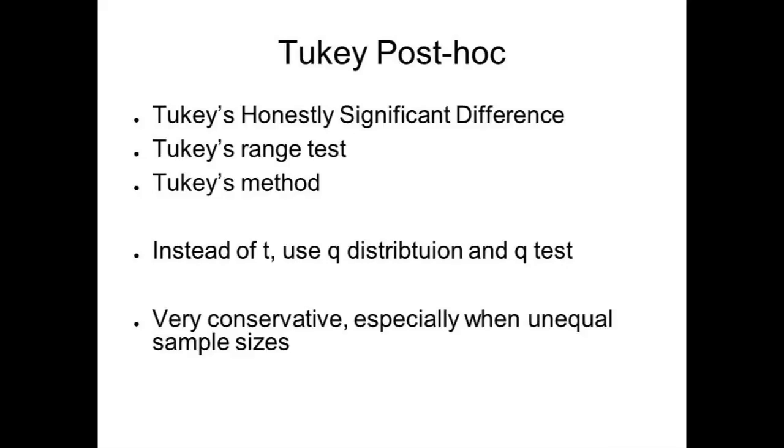And what it does is essentially, instead of using a t-test and a t-distribution, you use a q-test and a q-distribution. The q-distribution is very similar to t, but it allows for the comparison of multiple means at the same time. I'm not even going to show you the formula for q because it's a bit tricky, so we can just find a computer and have it give it to us.